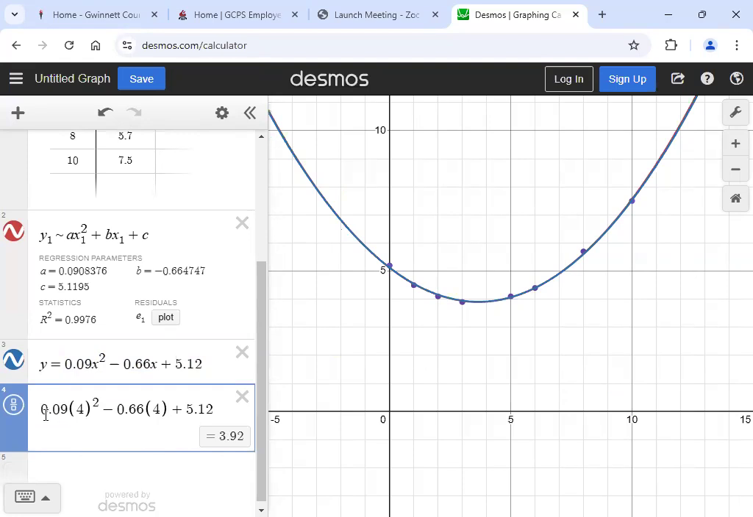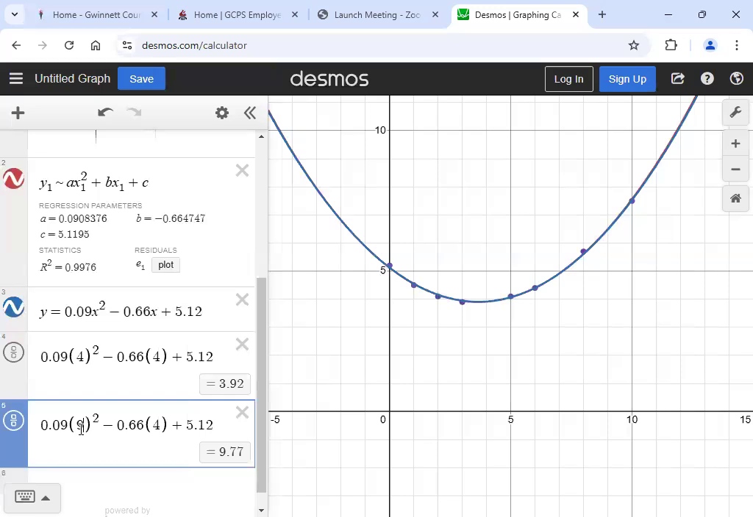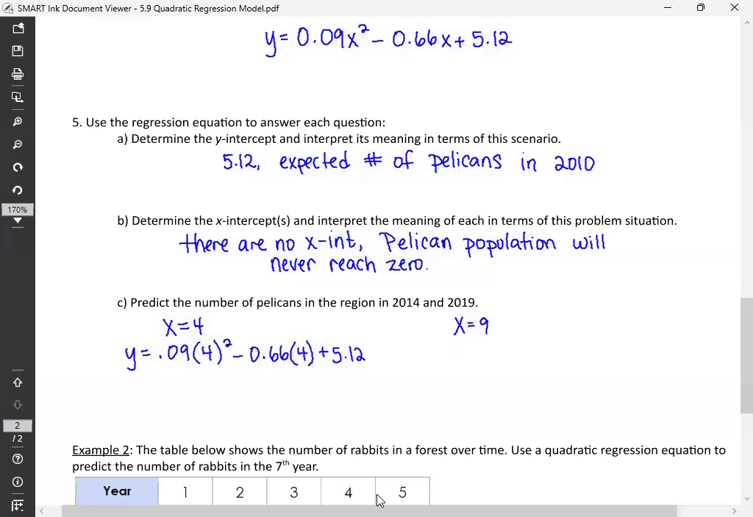And then let's do another copy and paste. I'm going to actually copy this one this time. Paste. And then just change the 4 to a 9. So 6.47 or 6.5 for that one. The purpose of that regression equation is to make predictions for numbers that we don't have.